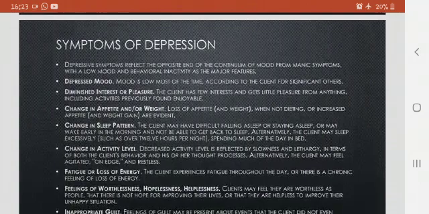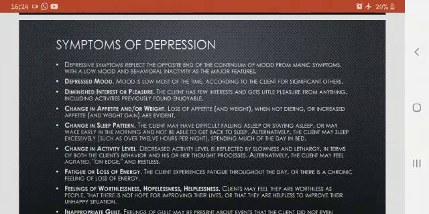For significant others. So next is diminished interest or pleasure. The client has few interests and gets little pleasure from anything, including activities previously found enjoyable. Next one is change in appetite or weight. Loss of appetite and weight when not dieting, or increased appetite and weight gain are evident.